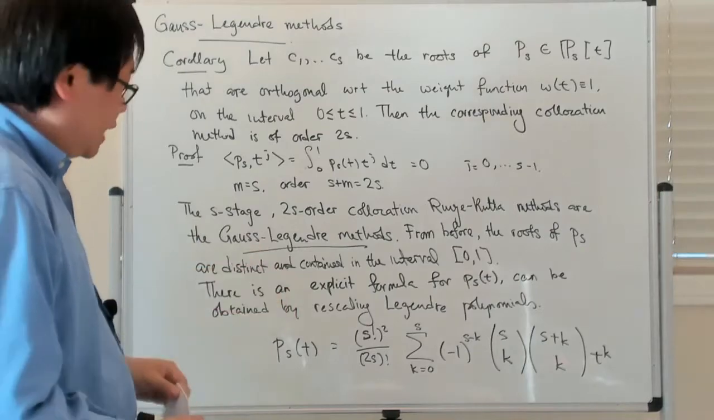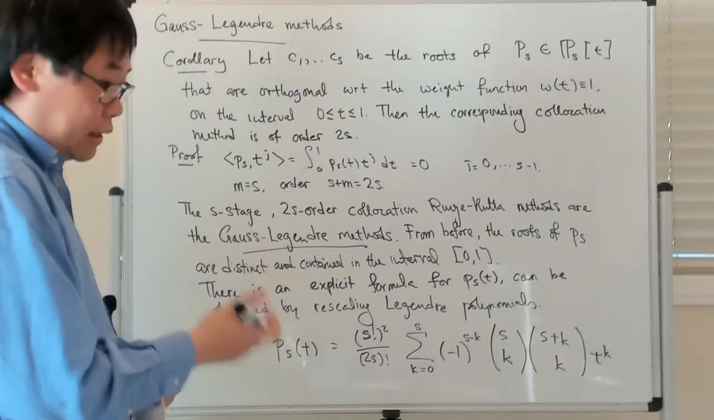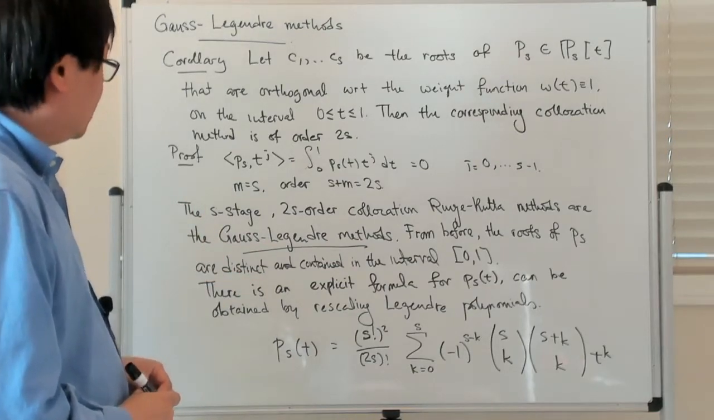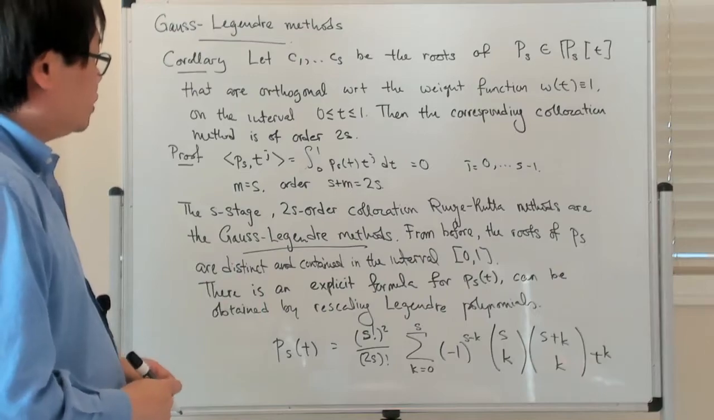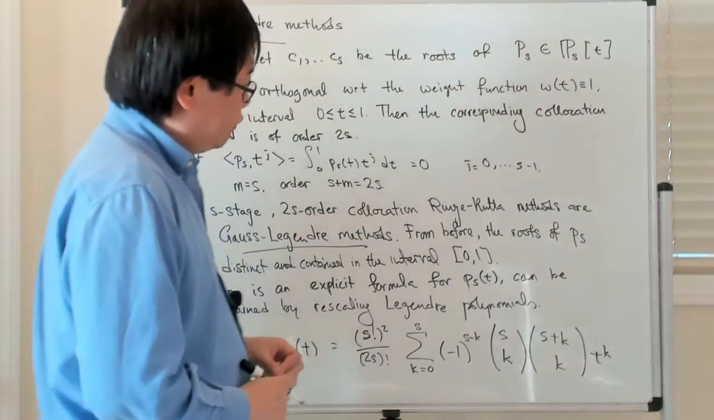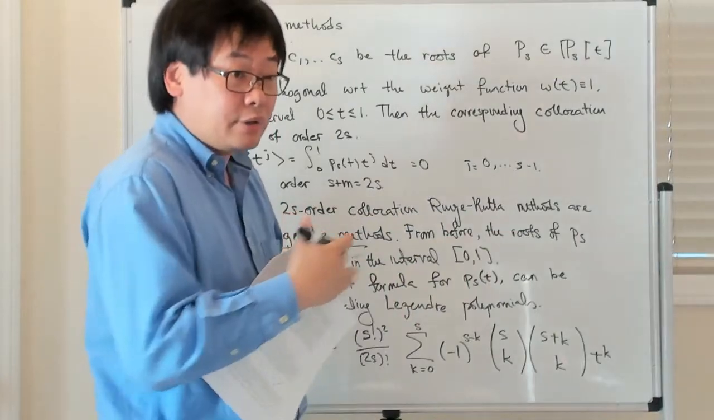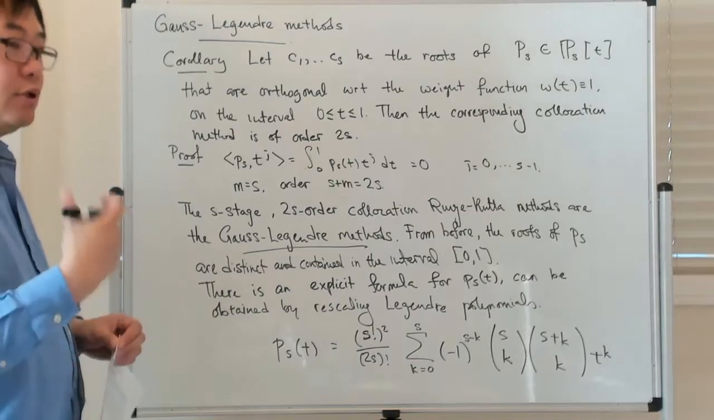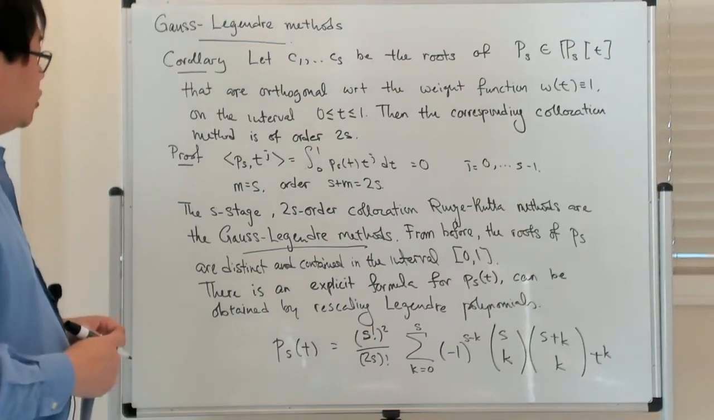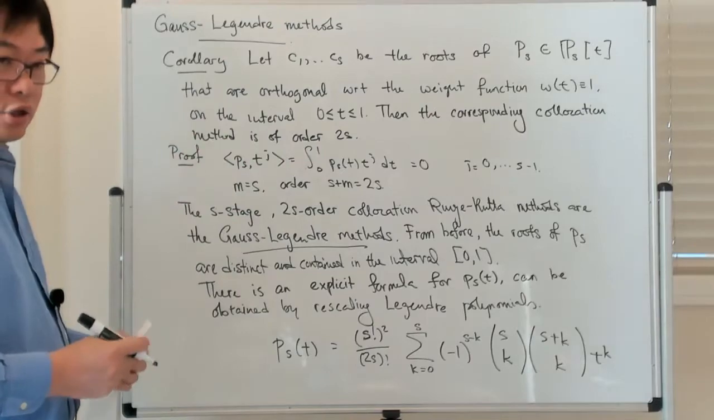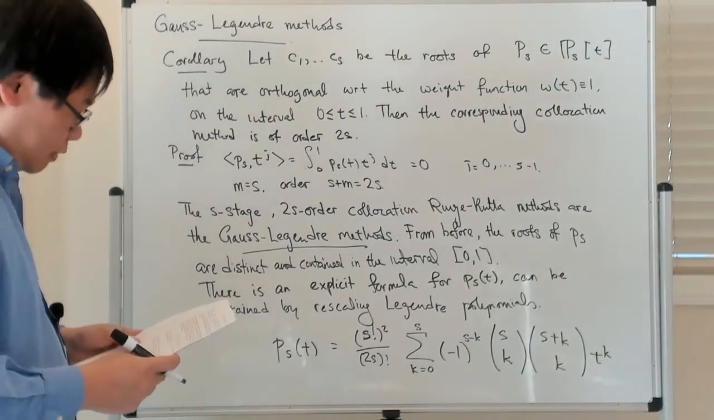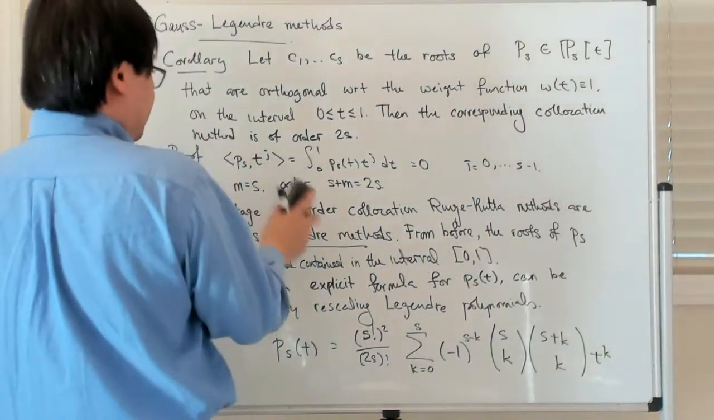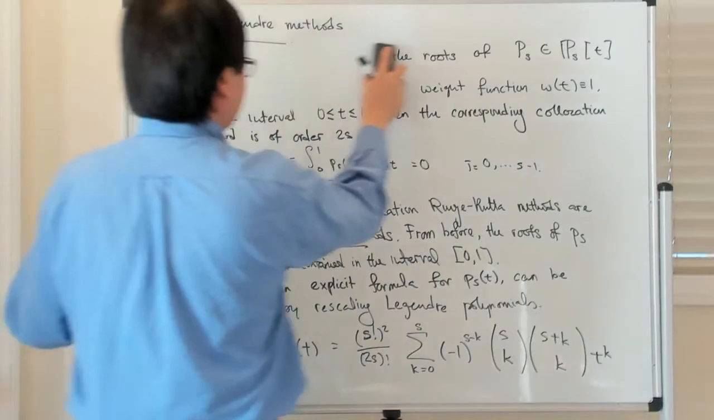So that's a normalized version of the orthogonal polynomial where the leading coefficient is 1. And then, of course, you have to compute the roots of those orthogonal polynomials. And we had proved before that those roots are guaranteed to be in the interval from 0 to 1. And they're guaranteed to be distinct. And so, of course, you can use this to construct one of these collocation Runge-Kutta methods, which we talked about before. Okay, so let's look at some examples of these Gauss-Legendre methods.